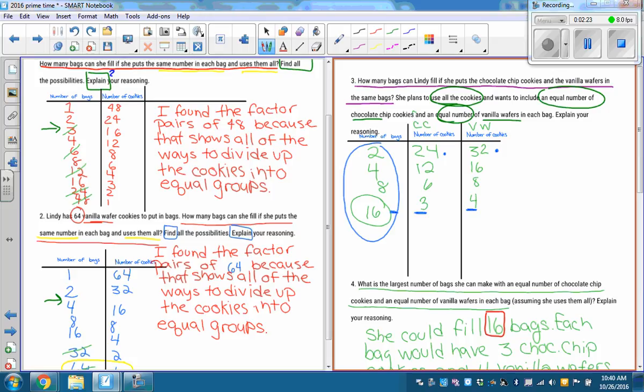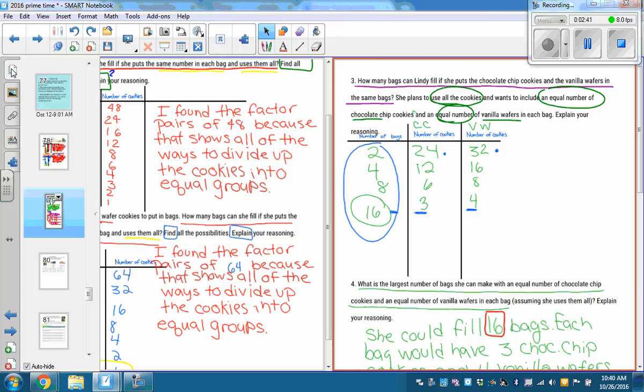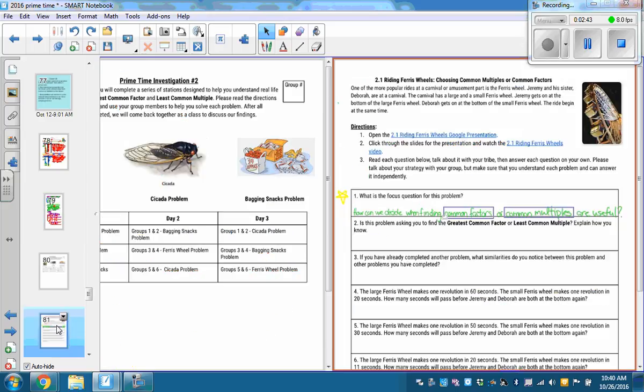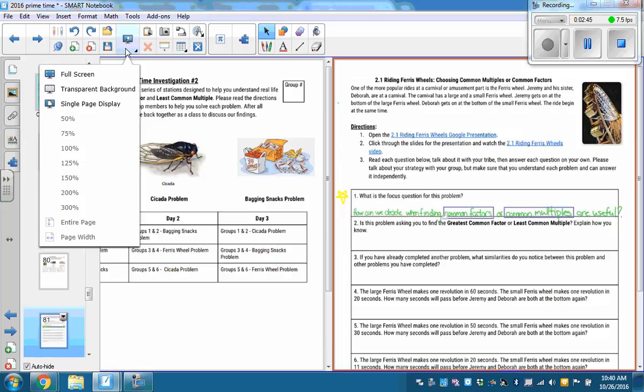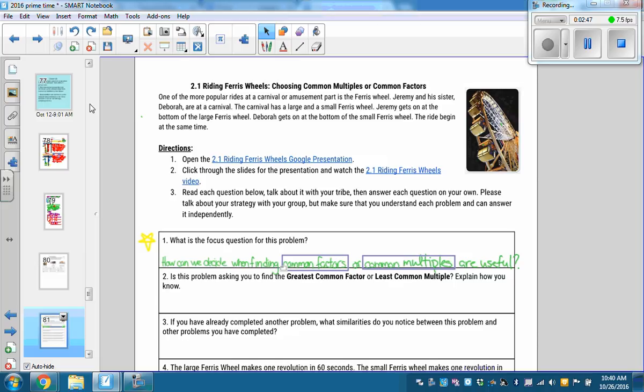So they would all have the exact same party bag, which would make them feel really good because they would feel like it's fair. So when we're dividing items up, we're really looking at factors. And that was our warm-up example. The Ferris wheel problem, right here, actually uses multiples.